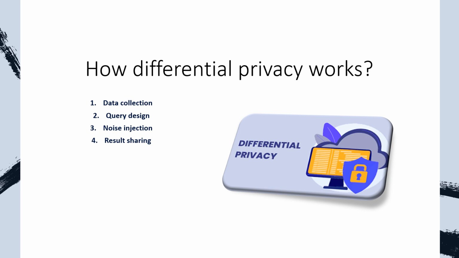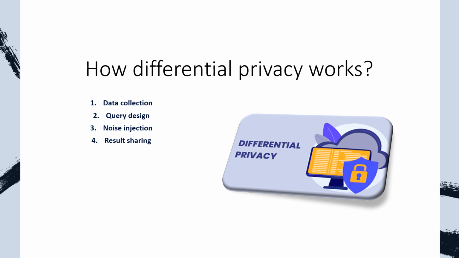Here's a step-by-step overview of how differential privacy is typically implemented. Data collection. The original, sensitive data is collected from various sources and stored securely. Query design. Analysts determine the specific question they want to ask of the data without directly accessing the raw, sensitive information. Noise injection. A carefully calibrated amount of random noise is added to the results of the queries. This noise is designed to maintain the overall statistical properties of the data while obscuring individual contributions.